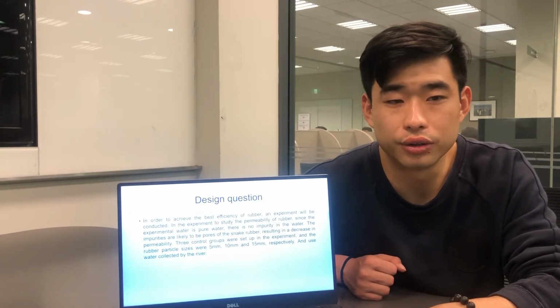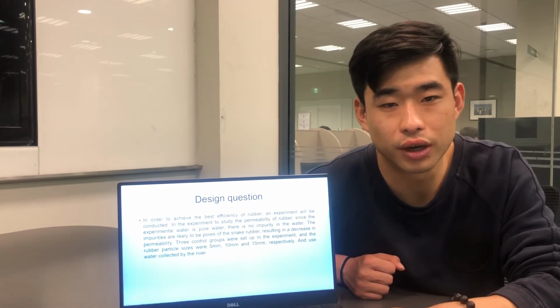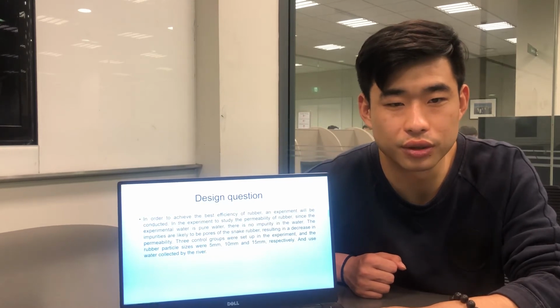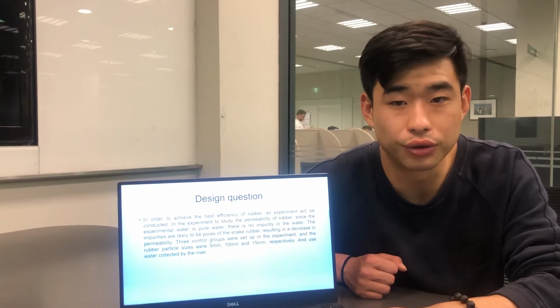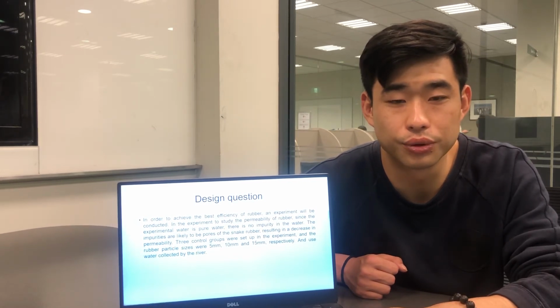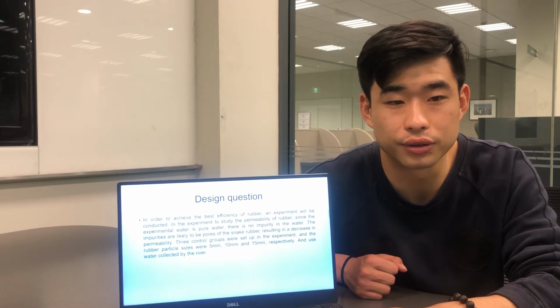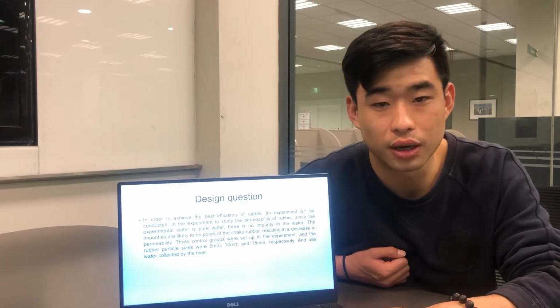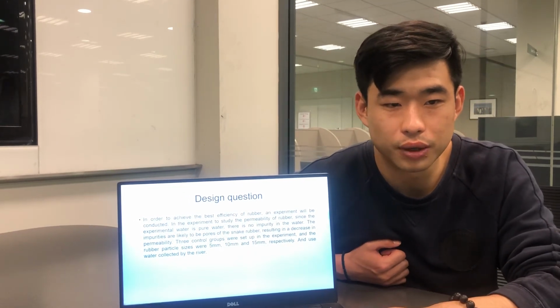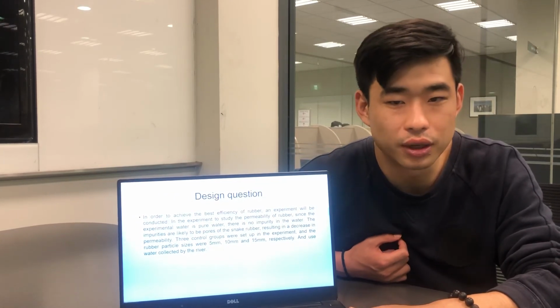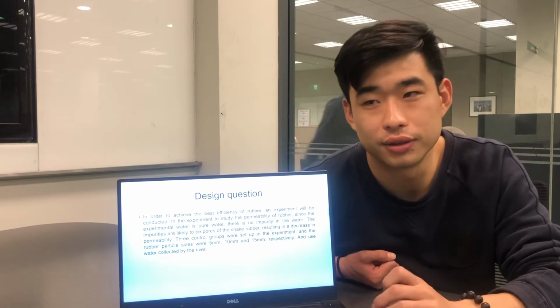Design question. In order to achieve the best effect of the rubber, an experiment will be conducted to study the permeability of the rubber, since the experiment's water in the pure water. There is no improvement in the water. The improvement is likely because of snack rubber result in the design permeability. Three control groups will be set up in the experiments and the rubber process will be 5 mm, 10 and 15 respectively and use the water conclusion by the river.